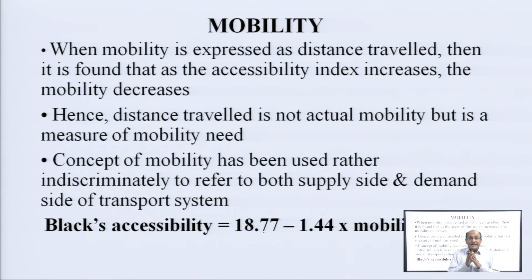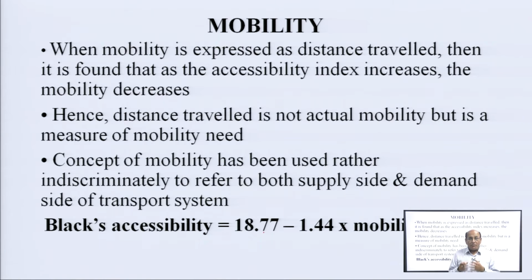So, when mobility is expressed as a distance travelled, it is found that as the accessibility index increases, the mobility decreases. This is important. Hence, distance travelled is not actual mobility, but is a measure of mobility need.